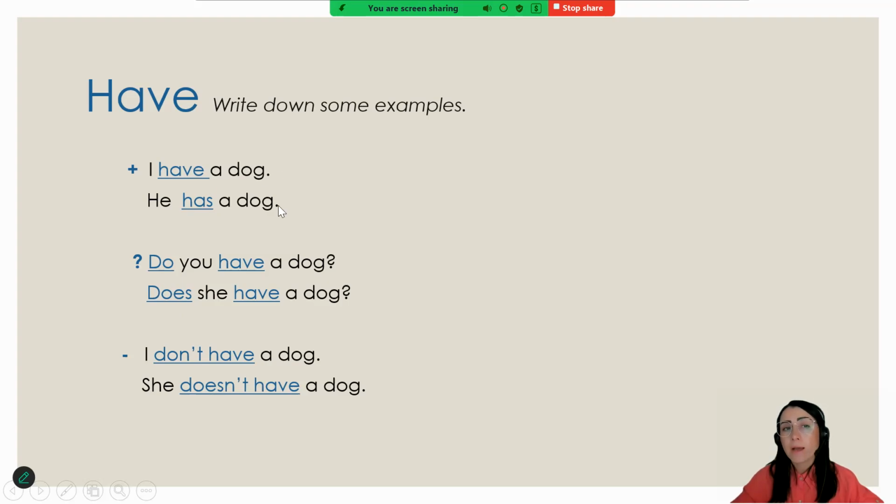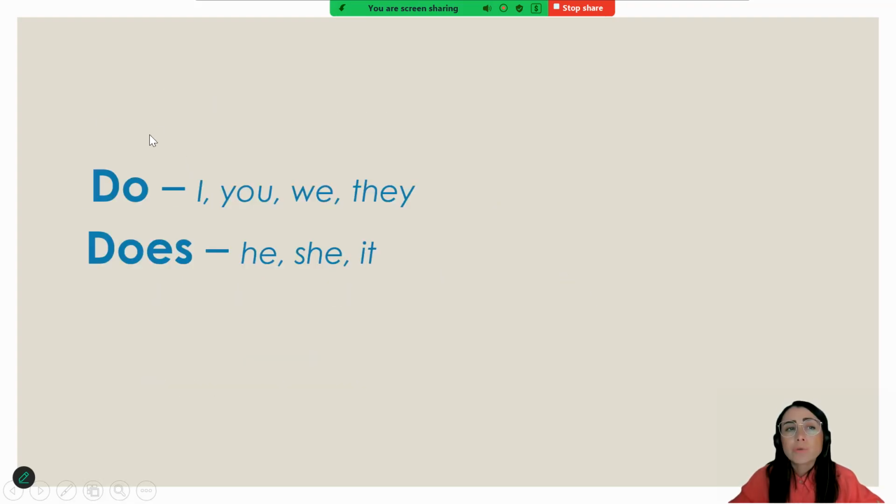We use do for I, you, we, they, and does for he, she, it. Look at this. I have a dog. Do you have a dog? He has a dog. Does she have a dog? And negative, I don't have a dog. She doesn't have a dog. Copy these rules into your notebook and remember them, please. This is the only possible correct structure of positive, question and negative sentences with the verb have. What you need to remember for now and for the future are the auxiliary verbs do and does. Do for I, you, they, does for he, she, it.